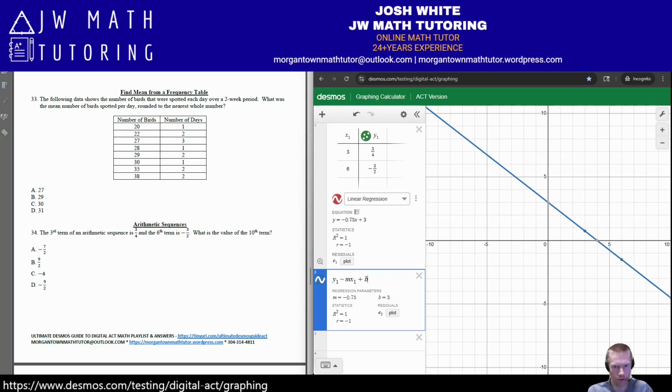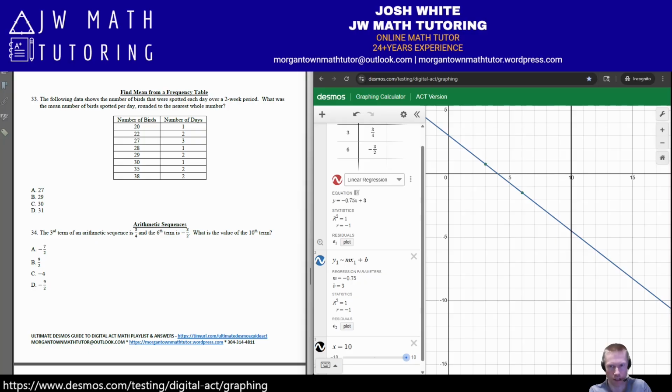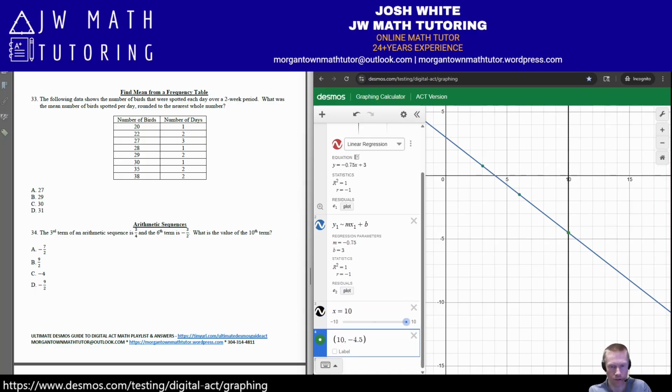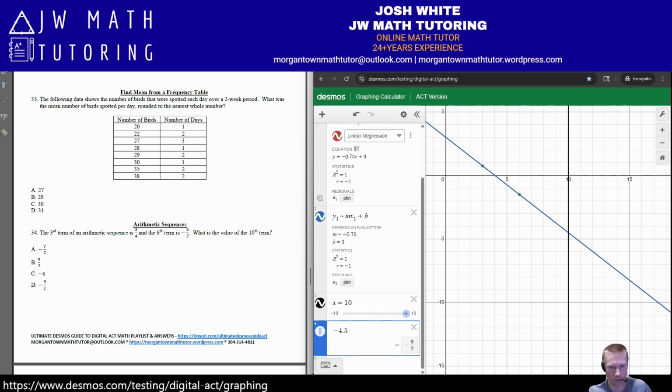What's the value of the 10th term? There's multiple ways you could do this. You could do x equals 10, and then see where it intersects. So it's going to be negative 4.5. If you don't know what that's equal to, just click the fraction button. It is -9/2. The correct answer for this problem is letter D.